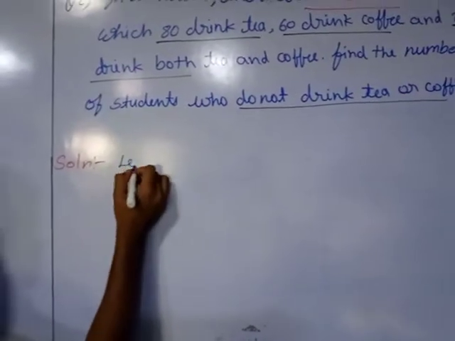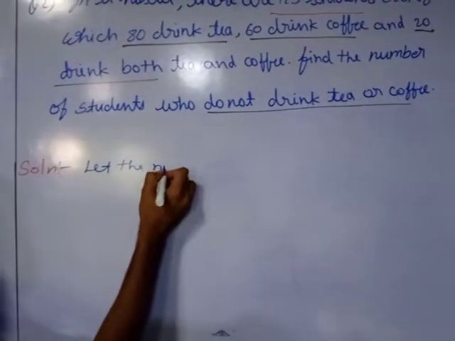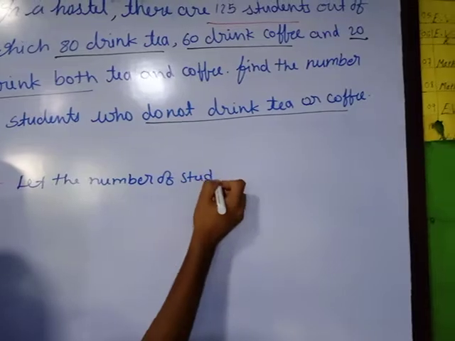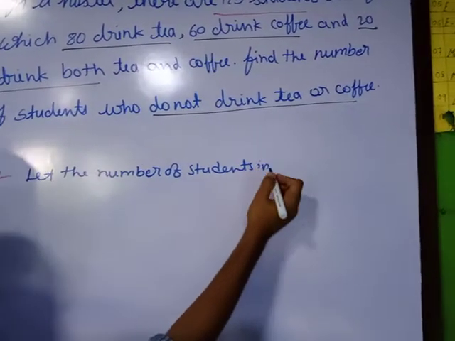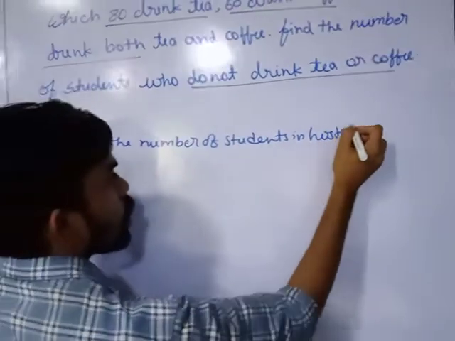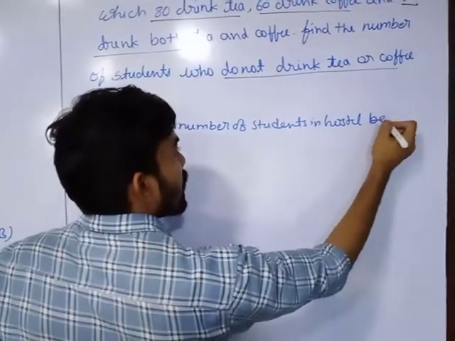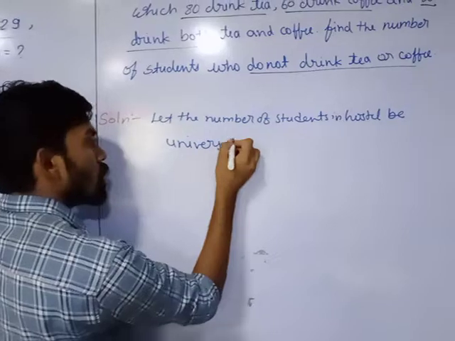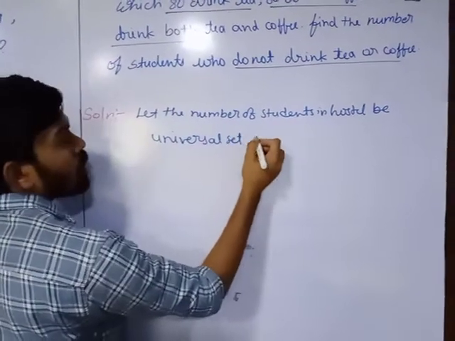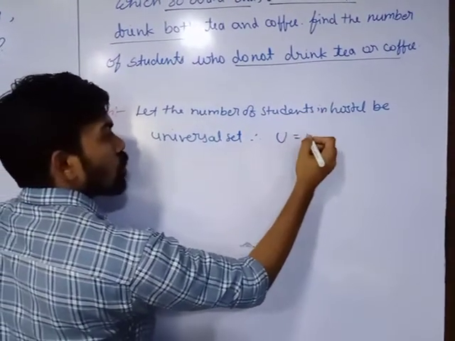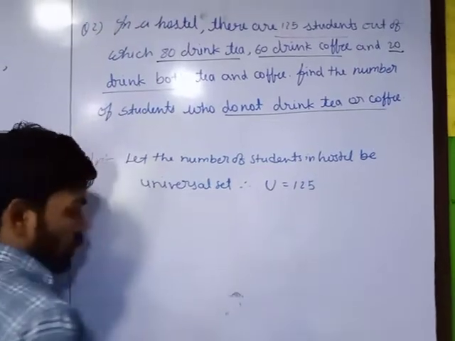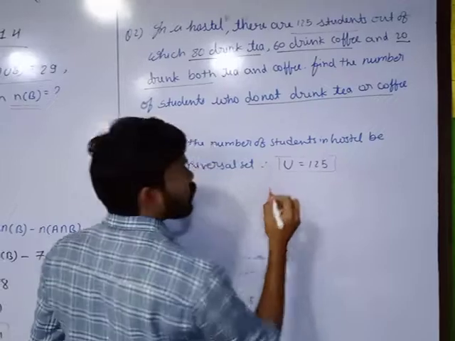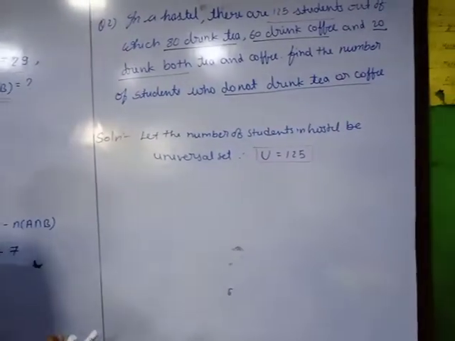Let the number of students in the hostel be the universal set. Therefore, U is equal to 125. We have the total number of students. So, U is equal to 125.